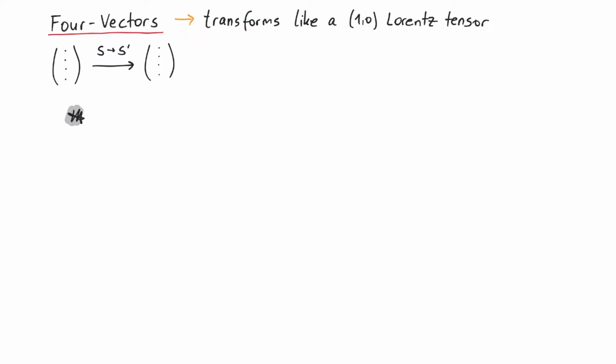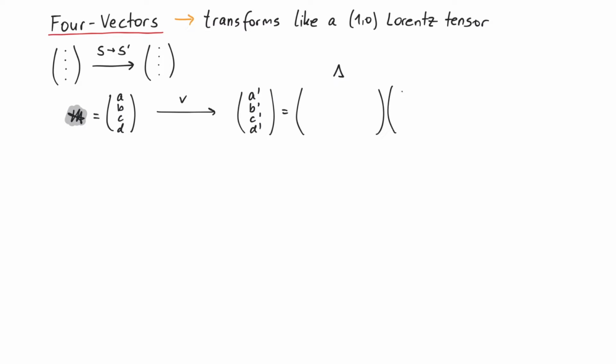Let's assume that this thing is a 4 vector containing the elements a, b, c, and d. If we switch to a frame of reference S prime that moves with a velocity v with respect to our initial frame of reference S, the new values a prime, b prime, c prime, and d prime should be given by multiplying the matrix lambda onto our initial 4 vector. In index notation, this can be written as something prime mu equals lambda mu nu something nu.